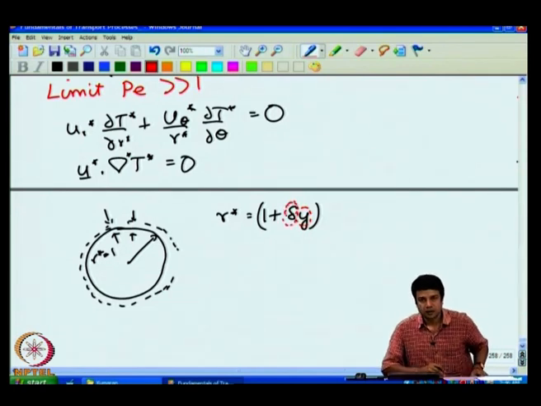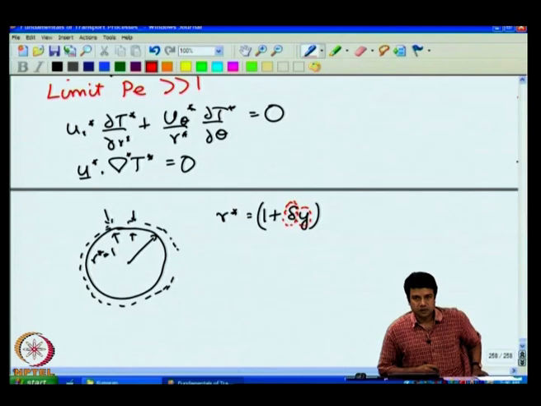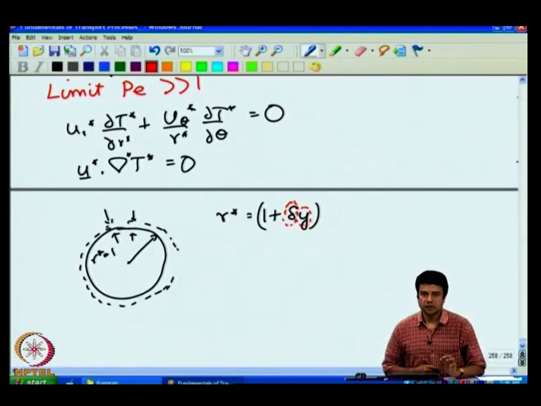Y I will assume is order 1. It remains finite in the limit as Peclet number becomes large. Delta becomes smaller and smaller as Peclet number becomes larger and larger, in such a way that delta times y gives me a region near the surface of the sphere where there is a balance between convection and diffusion.